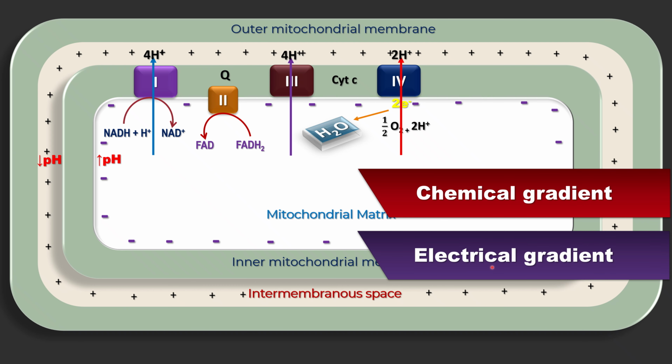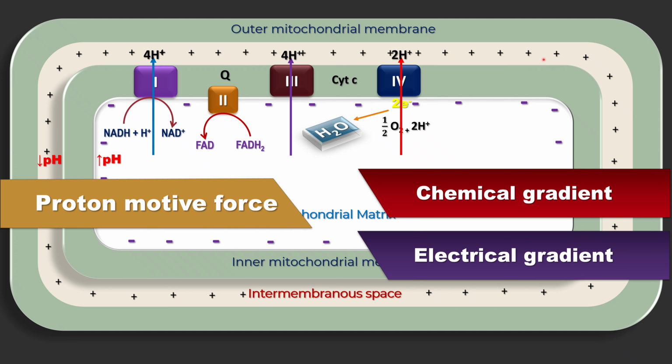So together, this electrochemical gradient generates a force across the inner mitochondrial membrane, especially in the intermembranous space. This is called proton-motive force. That is nothing but accumulation of protons in the intermembranous space. Now these protons should come back to the mitochondrial matrix in order to make an electrochemical or electrical balance.